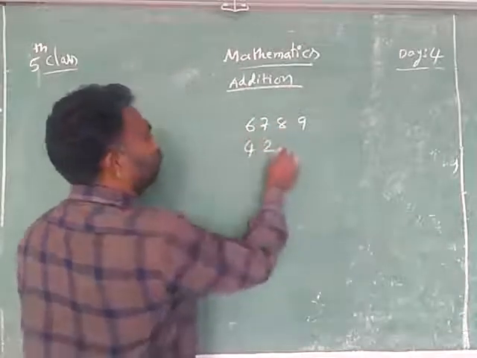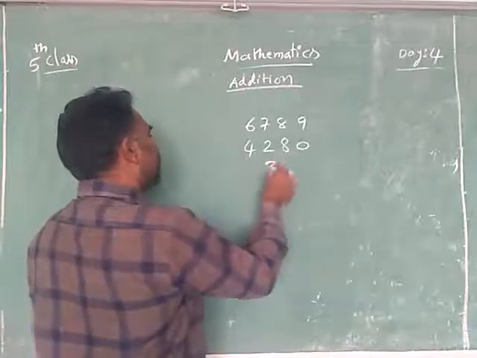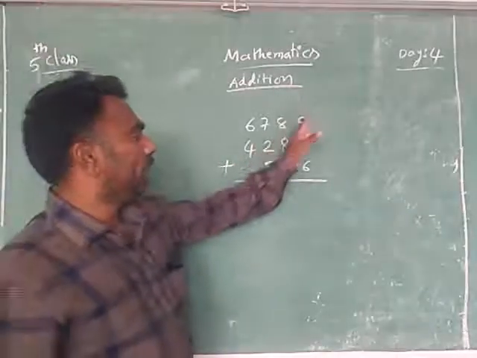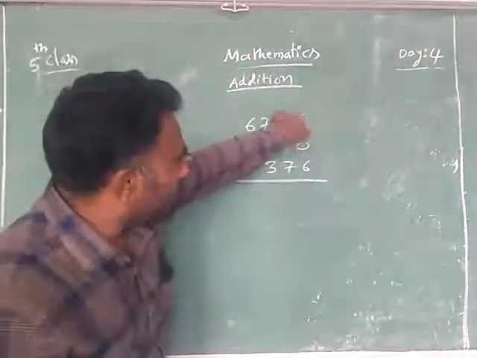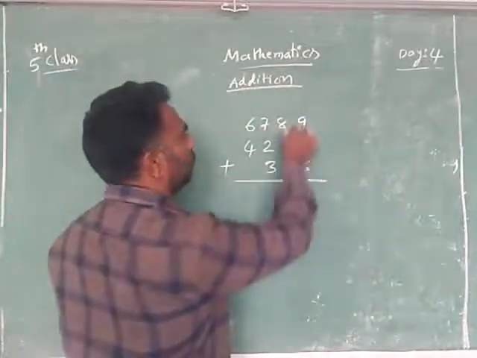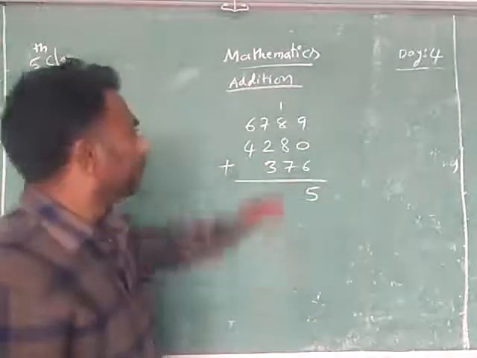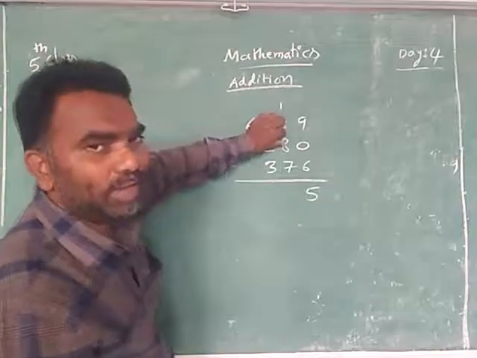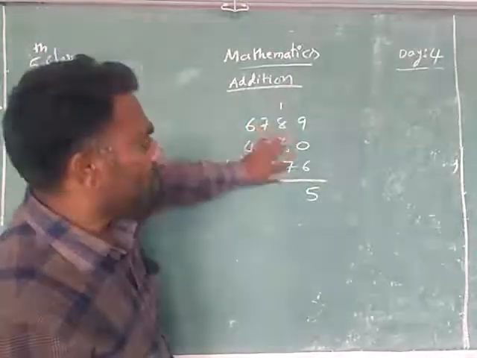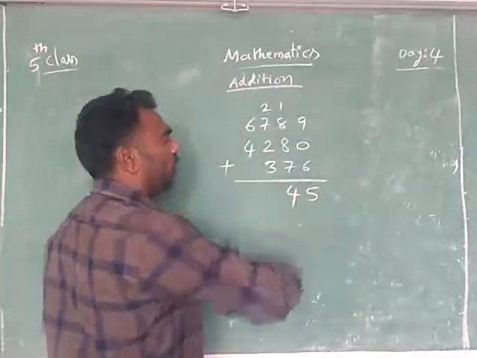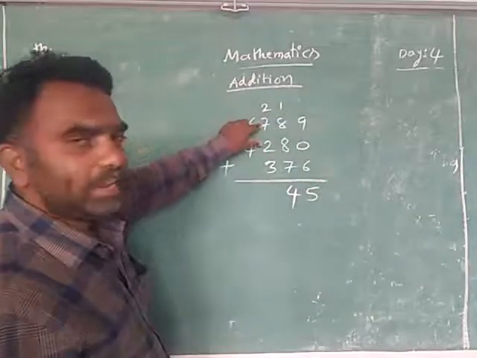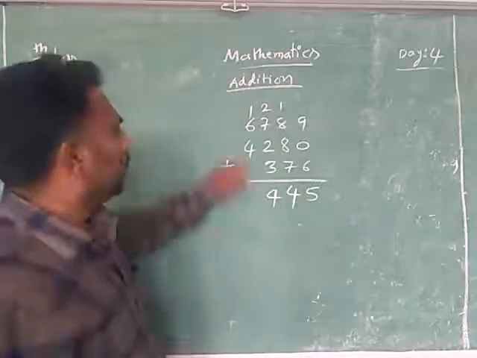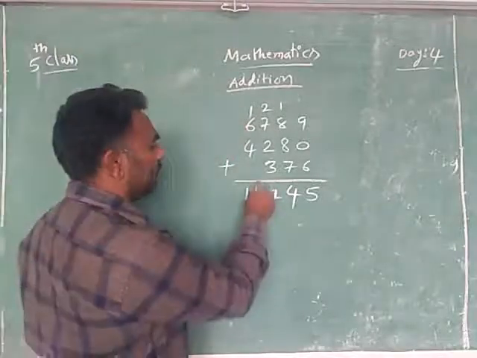6,789, 4,280, 376. So how to do 9 plus 6? 15. 15 means 1 carry, 5 here. 9 plus 1, 10, 7 left. 10, 7, 17, 3, 20, 4 left. 24 means 2 and 4. 2 plus 7, 9, 10, 1 left. 11, 11 plus 3, 14. 6 plus 4, 10, 10 and 1, 11.